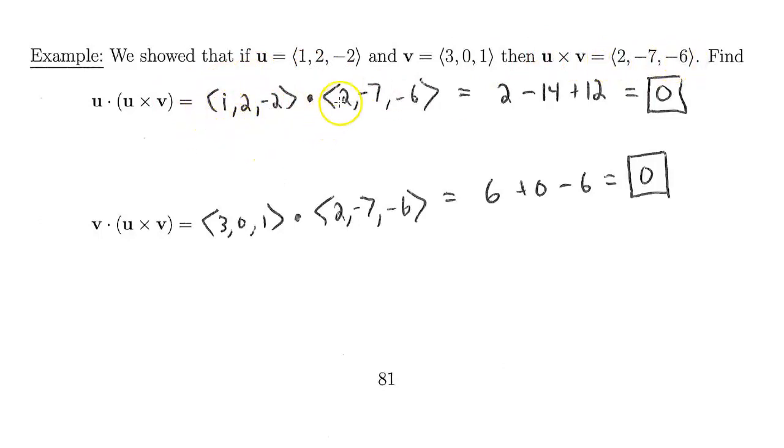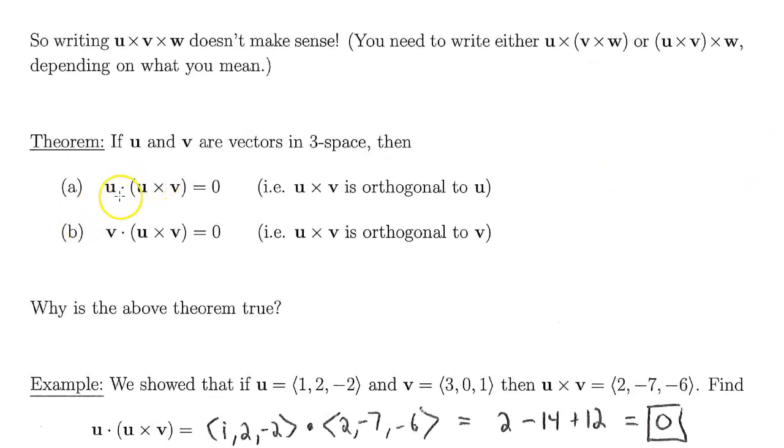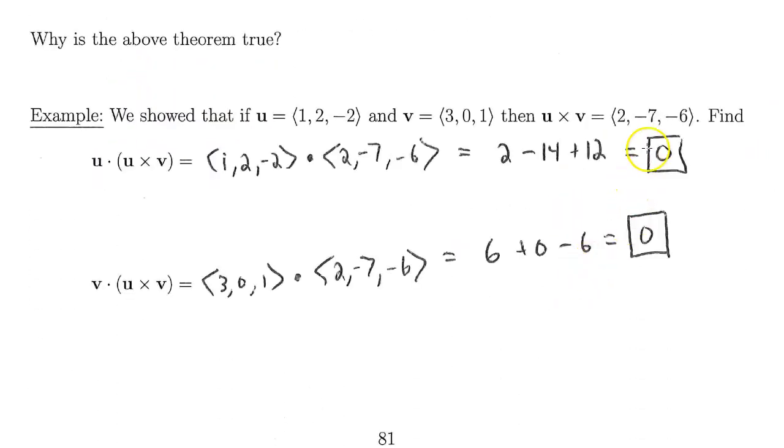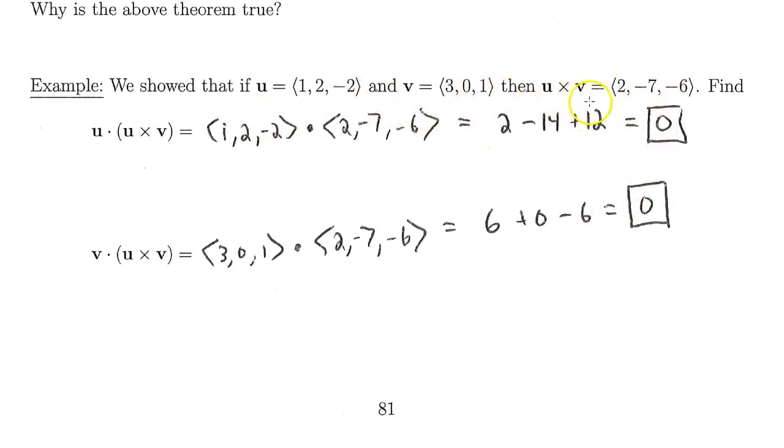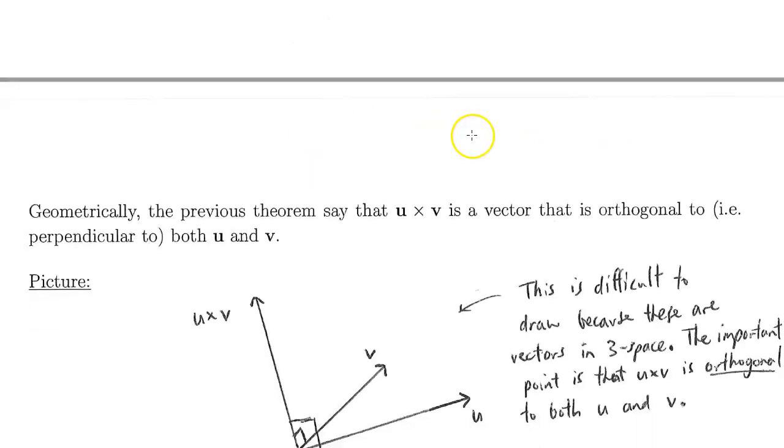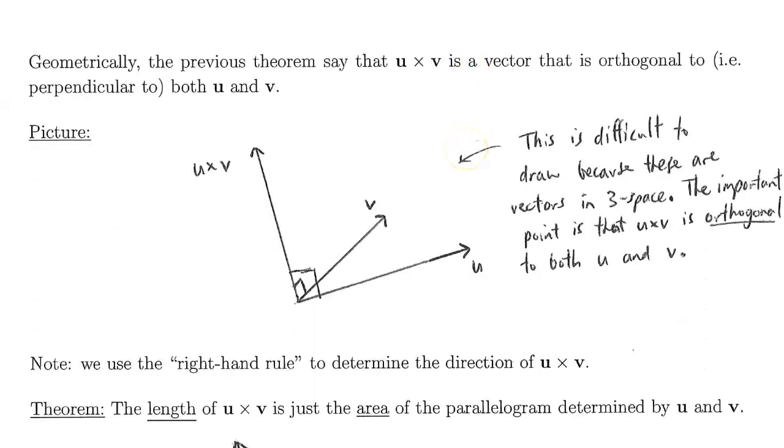Notice what you get is 1 times 2 is 2, plus 2 times minus 7, that'd be minus 14, plus minus 2 times minus 6, that'd be plus 12. And so notice that ends up giving you 0. And the same thing happens with v dot (u cross v). So you do 3, 0, 1 dot with this. Notice you end up getting 6 plus 0 minus 6, which is also 0. So this doesn't prove anything, right? To do the proof, you'd actually have to work it out up here. But at least in the case that we looked at, and there was nothing special about these vectors, I didn't try to rig it up in some way, right? u cross v did end up being orthogonal to both u and v. So here's the picture. And this is a little tricky to draw.